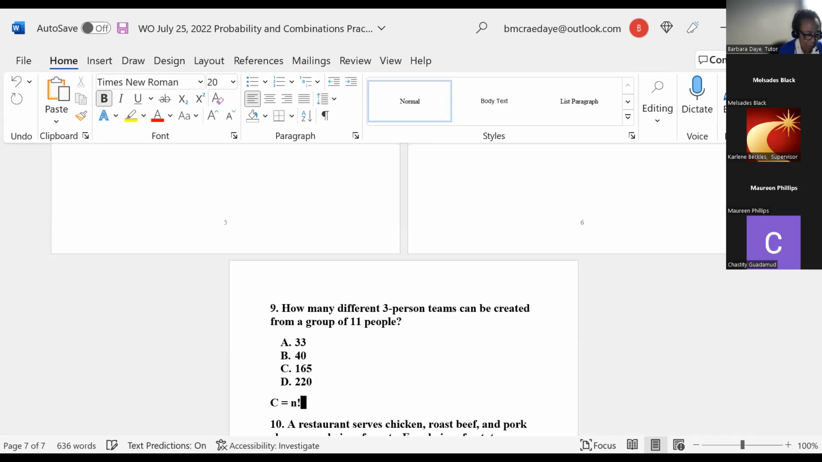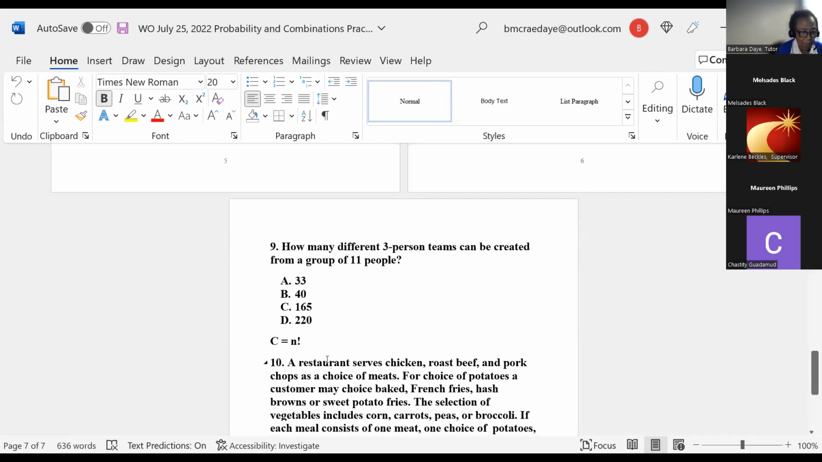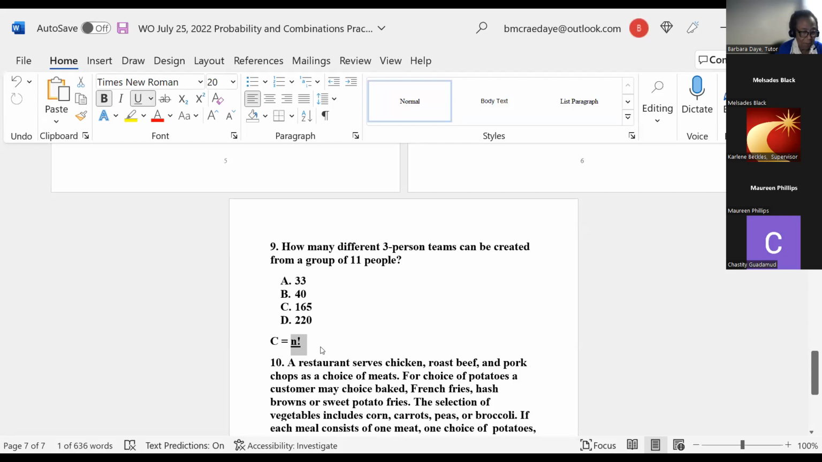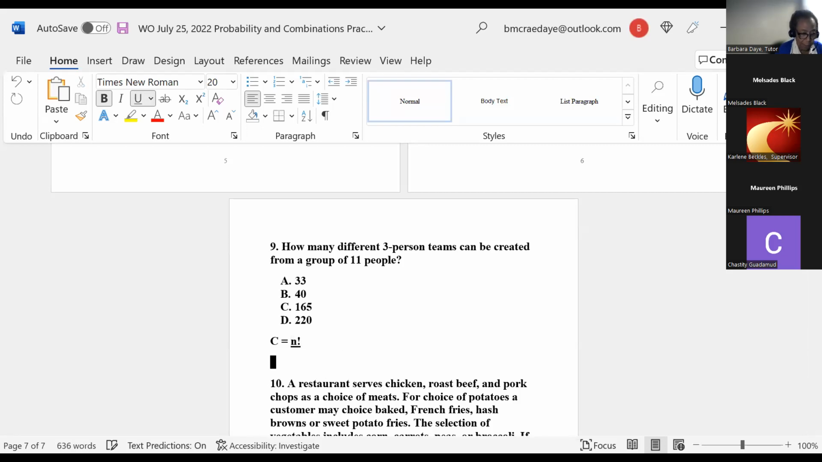I don't know, I can't remember. I gave you a combination formula. You remember that, Mercedes? What was it? I didn't study that formula. Okay, I'm gonna put it here for you. That's N factorial over N minus R factorial, times R factorial.